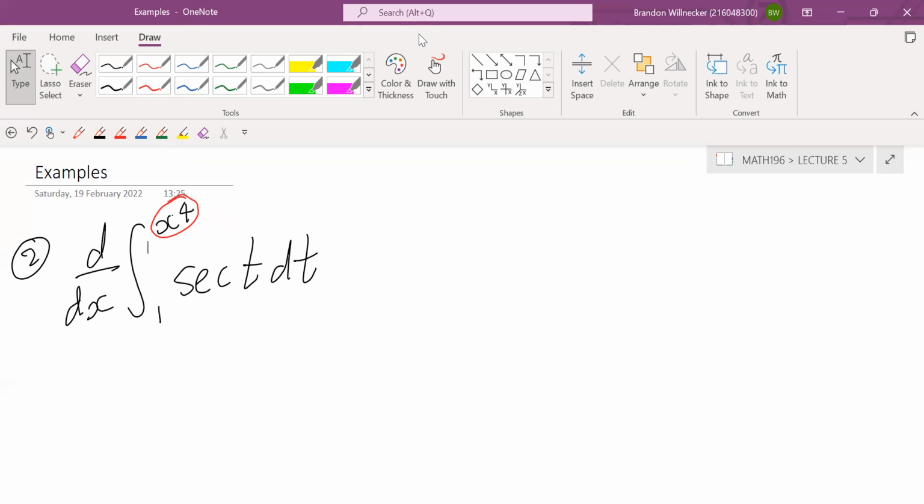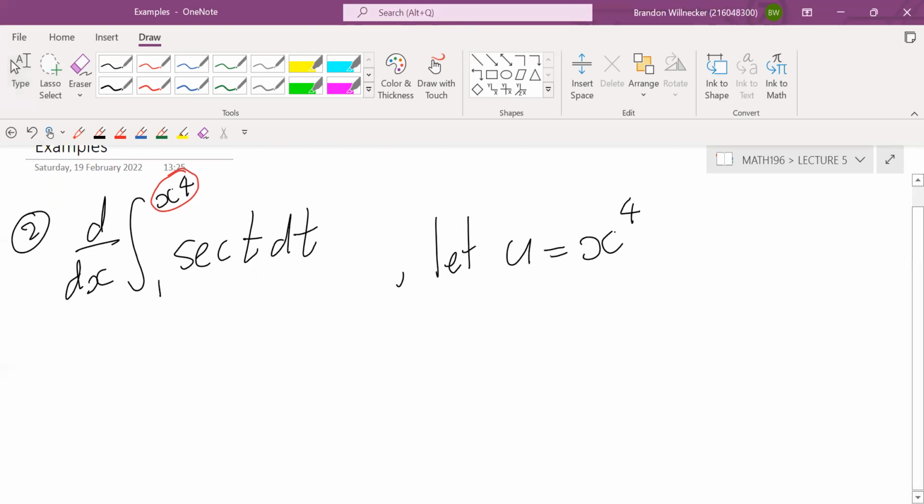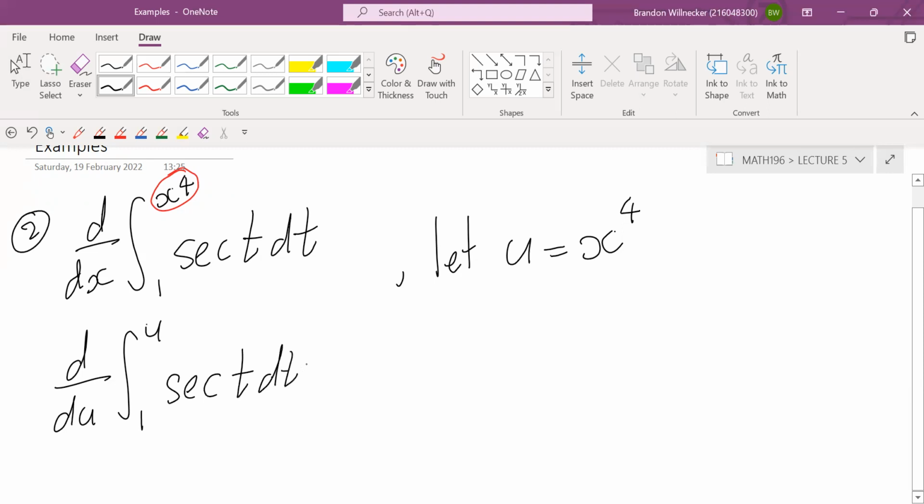Okay, but we can fix that. There's no problem there. So instead of writing this in terms of x, we're going to do a little bit of a substitution. So instead of x to the 4, we're going to say let u be x to the 4. So we're going to replace that with u. So how's that going to work? Well, we're going to have to then use the chain rule, because this now becomes d by du, the integral from 1 to u sec of t dt, and then du by dx.